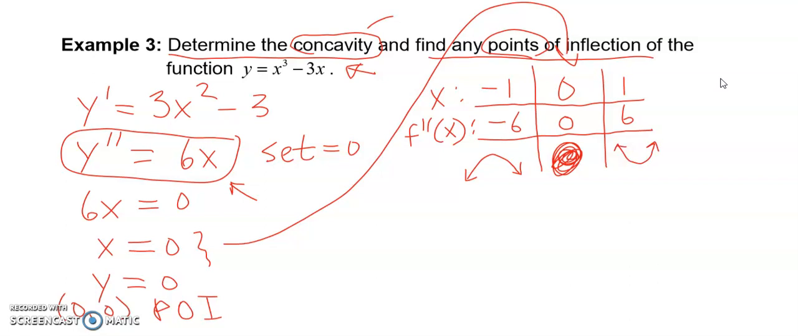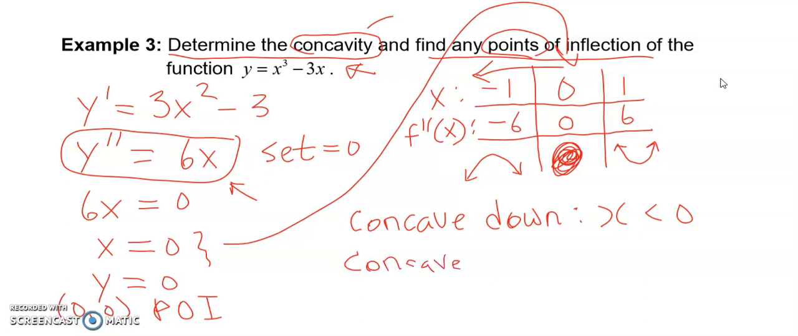And that's all you have. There's just one section that's concave down. There's one section that's concave up, separated by the point of inflection in the middle. So now to answer the question, to determine the concavity, here's what you would have to say. Concave down. All right, well, where? Where is it concave down? Well, from 0 and to the left. So I would have to say x less than 0, because 0 is where the point of inflection occurs, remember.